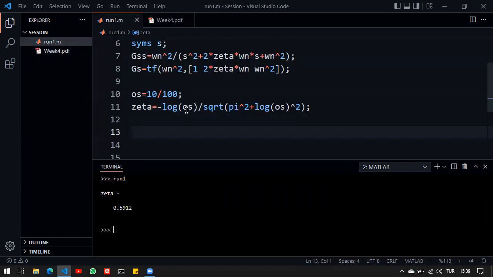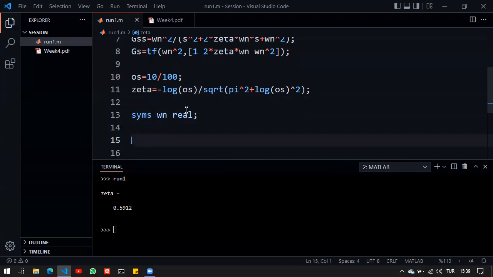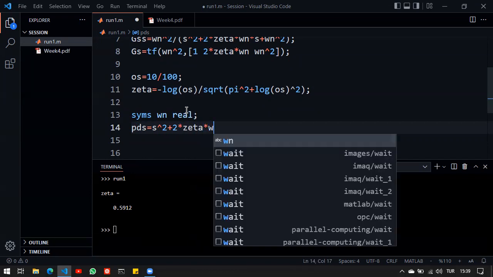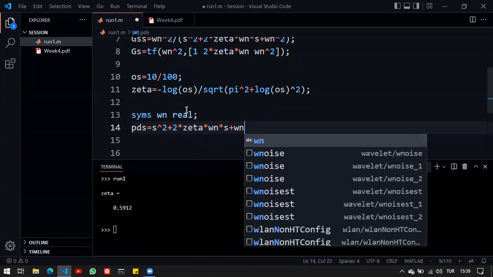So if we would have known what the omega n value should be, for example, via the settling time or something else, then we would be directly constructing the closed loop characteristic polynomial or even the transfer function that we're looking for. But that's not the case here. So therefore, I'm going to define omega n as a symbolic variable. And then I know that my desired polynomial should look like s squared plus 2 times zeta times omega n times s plus omega n squared.